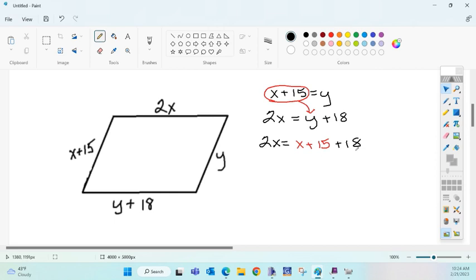Okay, so what will we do next? Yeah. A little algebra review. We could just put 15 and 18 together since they're just right here. Beautiful. 15 and 18 together makes 33.